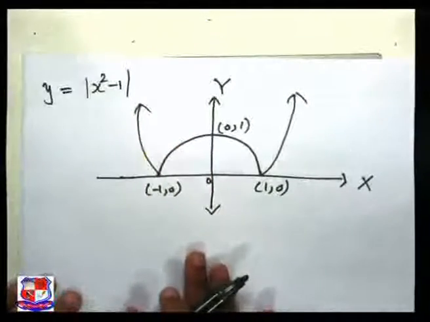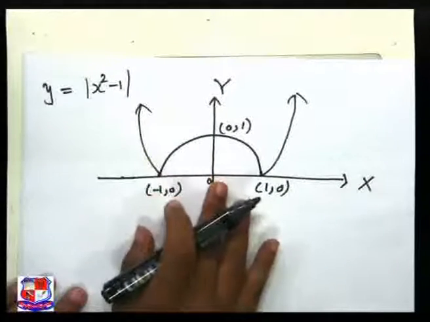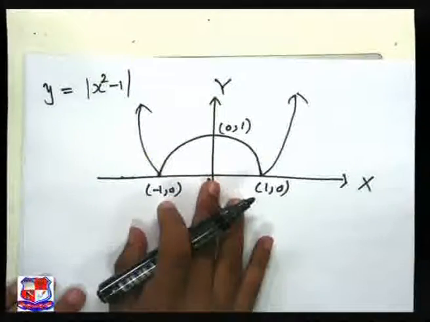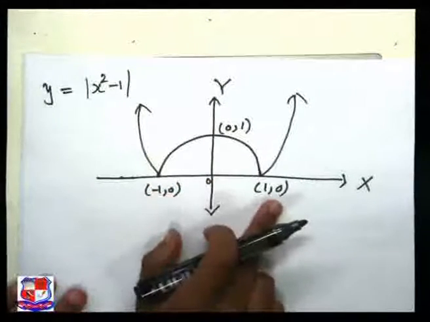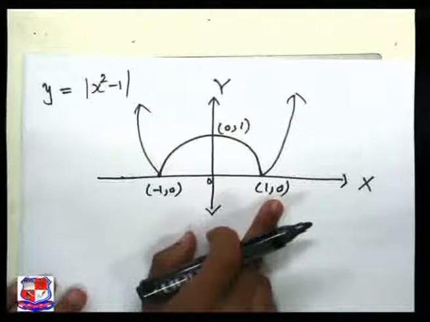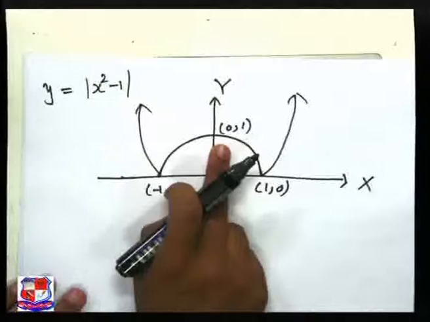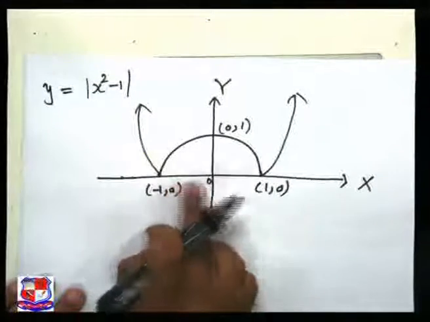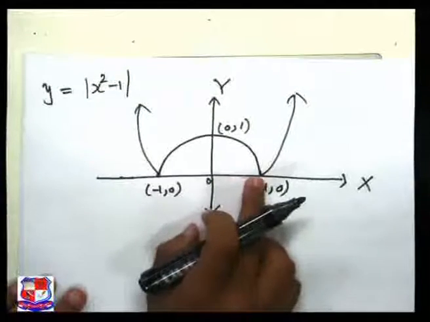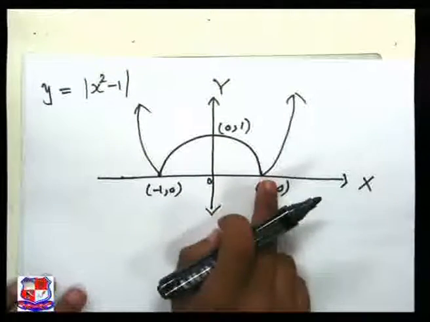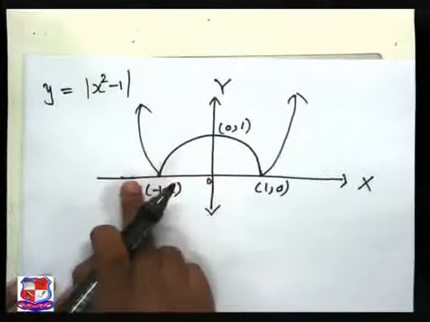we can say something about this graph: it is symmetrical about the y axis, does not pass through the origin, and intersects the x axis at minus 1, 0 and 1, 0. It also intersects the y axis at 0, 1, right? Increasing in minus 1 to 0 and decreasing in 0 to 1 when x belongs to 0 to 1, increasing on 1 to infinity, and also decreasing when x is less than minus 1.